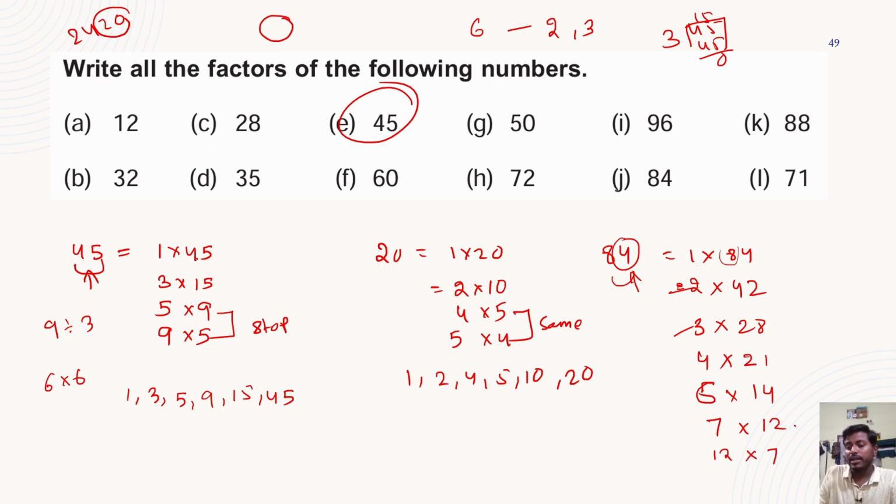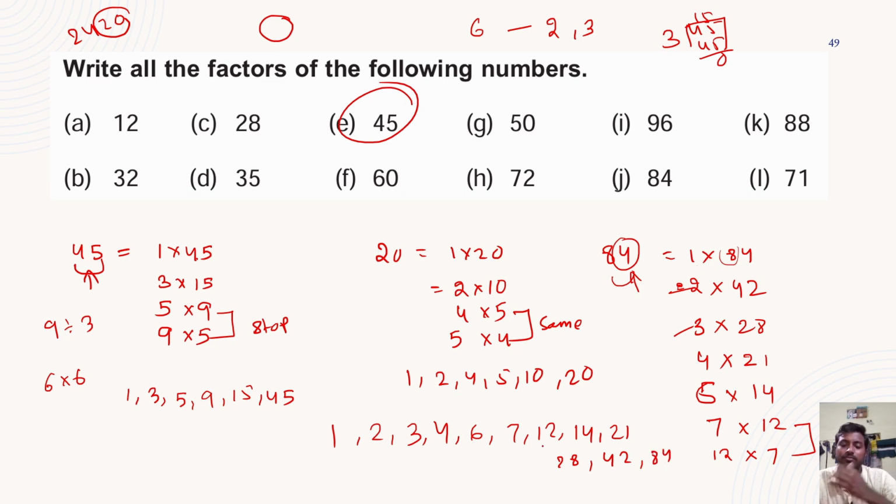12 into 7. Now these two steps are equal. Now we stop. Yes or no? Write down 1, 2, 3, 4 and 6, 7, 12, 14, 21, 28, 42, then 84. Okay, now this is the answer.